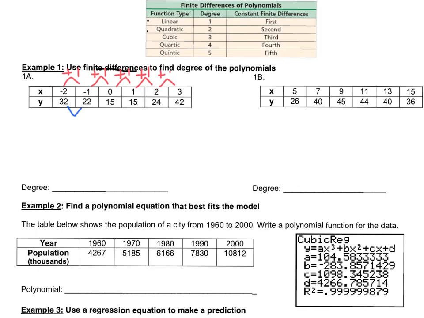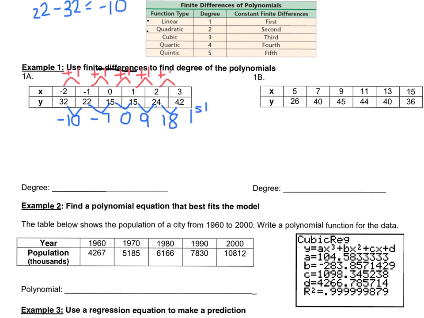Between 32 and 22, that difference is down 10. If you're wondering how I got that number, you could always do the second number, the 22, minus the 32, and you'd get negative 10. Next, we'll find the difference between 22 and 15. That's down 7. Between 15 and 15, the difference is 0. Between 15 and 24, the difference is 9. And here, the difference is 18. In other words, 42 minus 24.